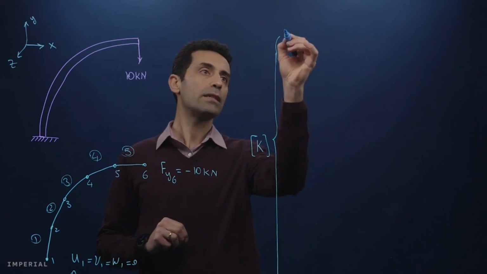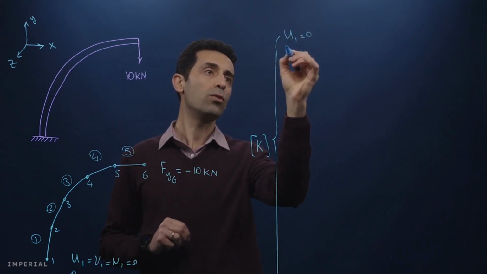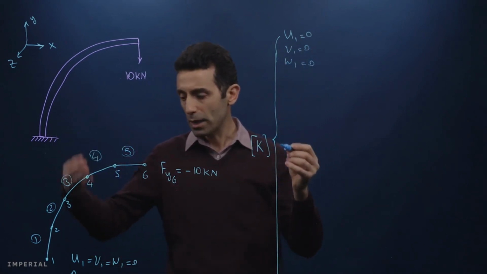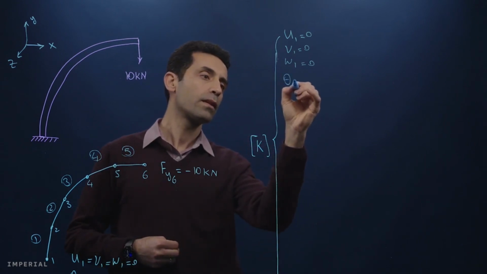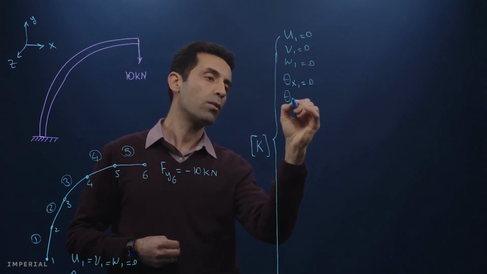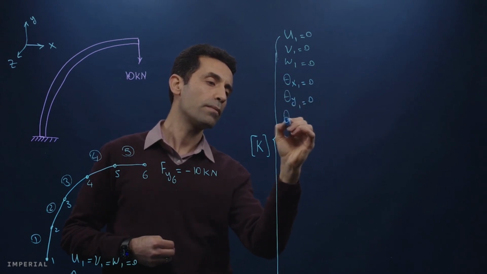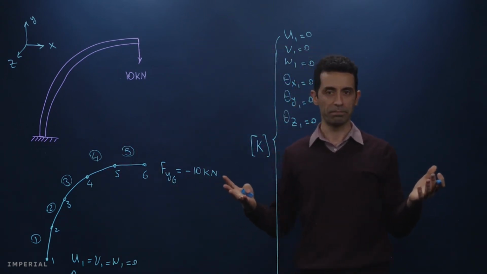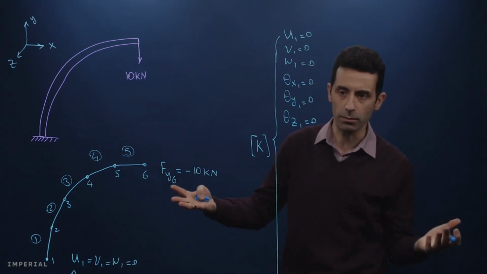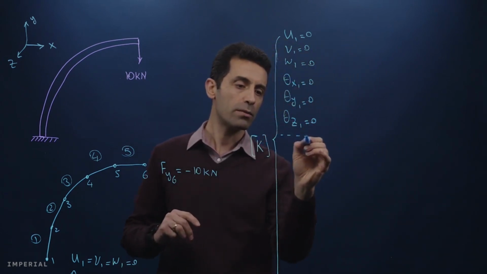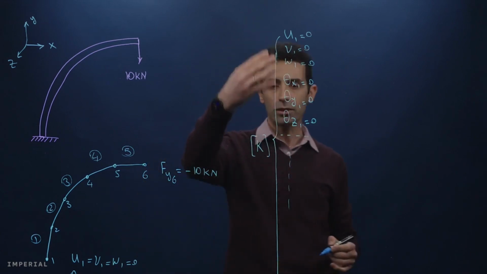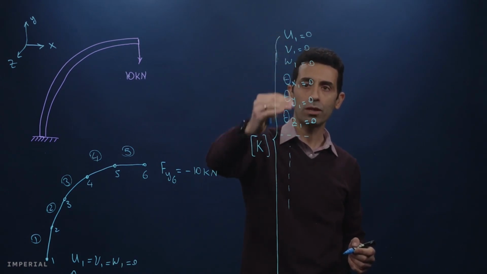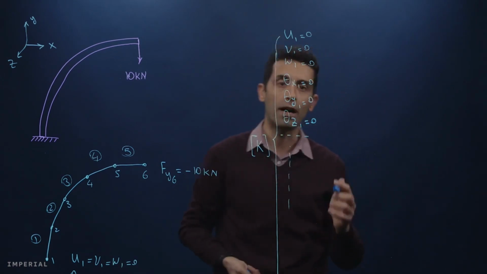If we start with U1, we know U1 is known, V1 is known, W1 is known, as well as theta x1, theta y1, theta z1 are known. Is there any other known degrees of freedom? No, we don't know the rest of them. The rest of them are unknown. I'm not going to write all of them, but you can imagine these will just continue and repeat the same way, like U2, V2, W2, etc. But they are unknown. We don't know the value of them.